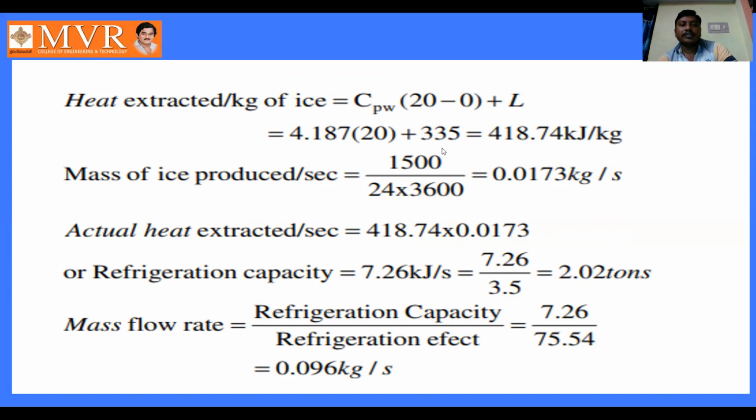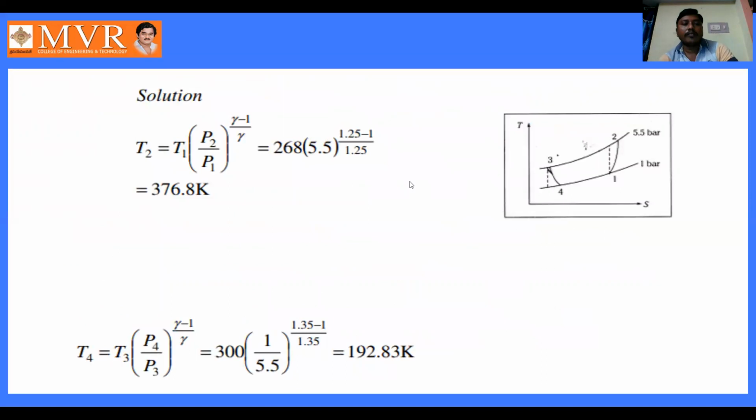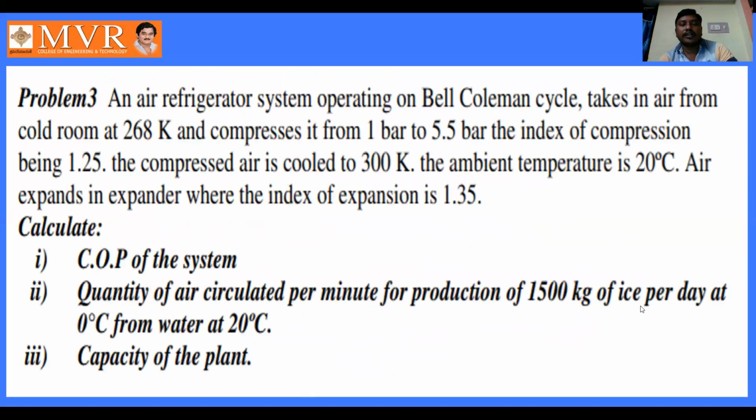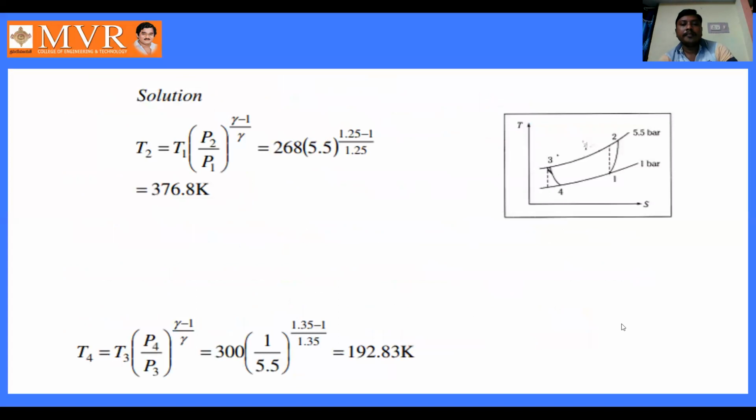When we convert the water into ice, what is the heat extracted from water to form ice? Here we are taking the value of the heat extracted from the water, and we get 418.74 kilojoule per kg. And the mass of ice produced per second: we are converting the water into ice per day. In the problem, he is saying that 1500 kg of ice is forming per day.